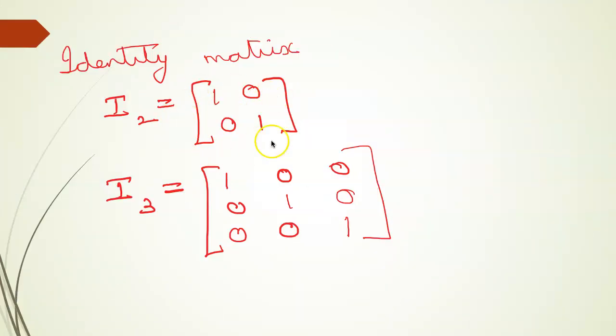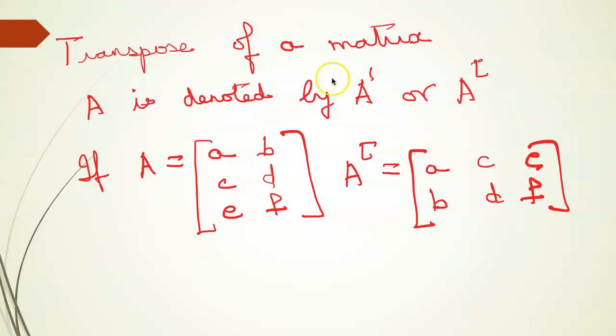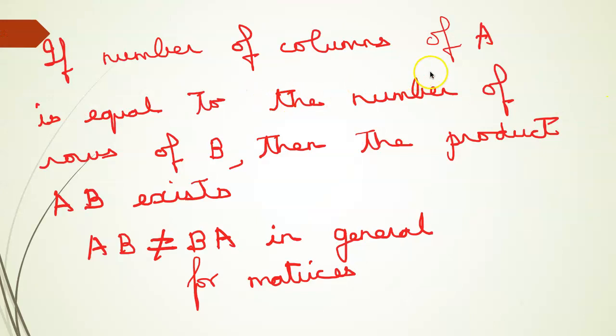This is an identity matrix 1, 0, 0, 1 of order 2. This is the identity matrix of order 3. And the transpose of a matrix is denoted by A dash or A transpose. So we interchange the rows and columns. The first column becomes the first row, the second column becomes the second row. And if the number of columns of A is equal to the number of rows of B, only then you can multiply AB. So the number of columns of the first has to be equal to the number of rows of the second. And in general, AB is not equal to BA.